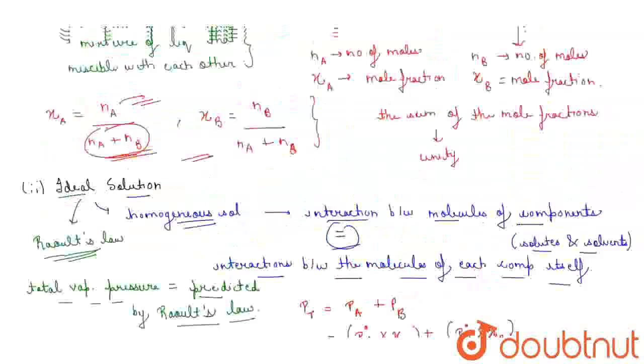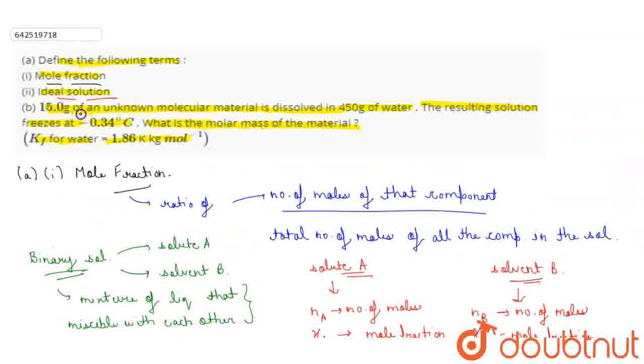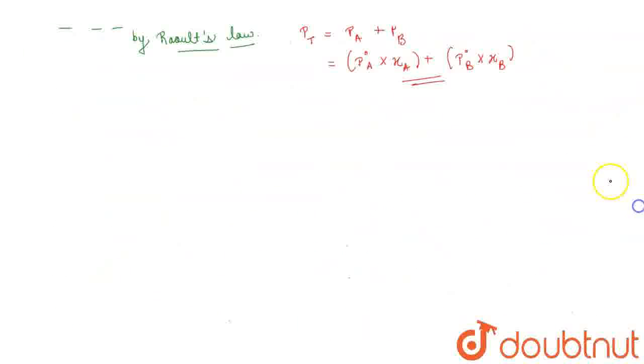Now moving to the second part of the question. 15 gram of an unknown molecular material is dissolved in 450 gram of water. The resulting solution freezes at minus 0.34 degrees Celsius. So we have to find out the molar mass of that material. Let's find out.